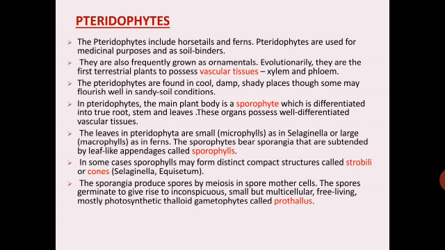In pteridophytes, the main plant body is a sporophyte, whereas in the bryophytes it was the gametophyte. Now here it is the sporophyte, which is differentiated into true root, stem and leaves. These organs possess well differentiated vascular tissues. The leaves in pteridophytes are small, as in Selaginella, or large, as in ferns.